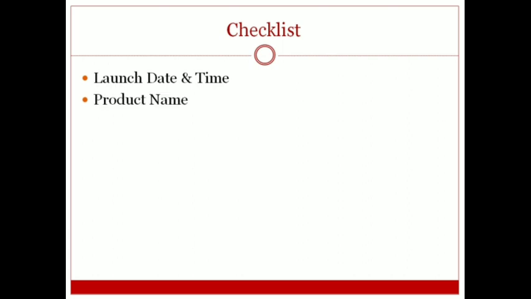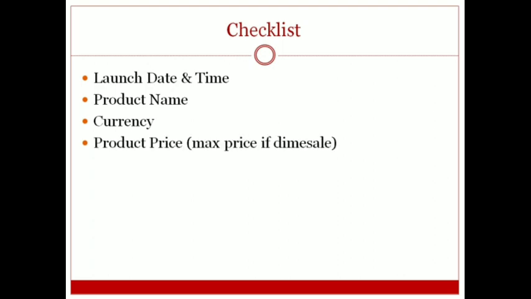You're also going to need the product name. That's pretty self-explanatory. You're going to need to know the currency in your country that you want to be charging. You want to know the product price. If you're going to be using dime sales, then this product price will be the maximum price.